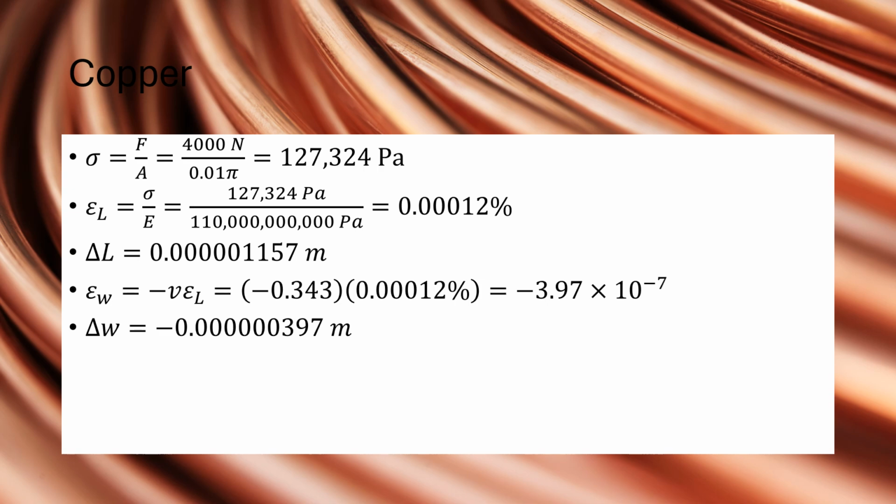Our next step would be finding epsilon sub W. Epsilon sub W is equal to negative V epsilon sub L. V is known as Poisson's ratio, which in this case for copper is 0.343. Calculating that out, we get our epsilon sub W to be about negative 3.97 times 10 to the negative 7. Again, using the equation, change in W is equal to epsilon sub W times D, we're able to find our change in width.